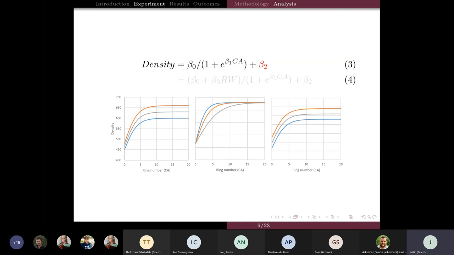In this case, we changed the first parameter and adjusted it as a function of ring width. In which case you will see over here that this would have an effect of increasing the effect of ring width with increasing cambial age. So at smaller cambial ages, the effect of ring width would be smaller, and at greater cambial ages, the effect of ring width would be greater.